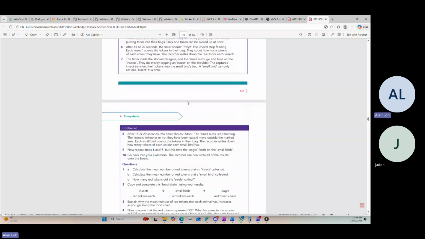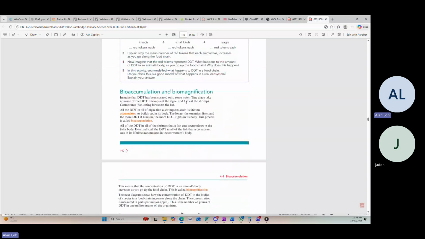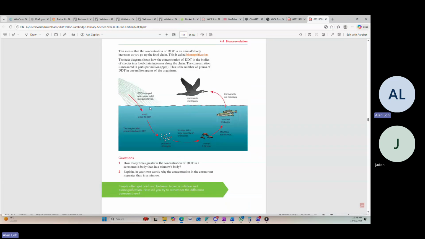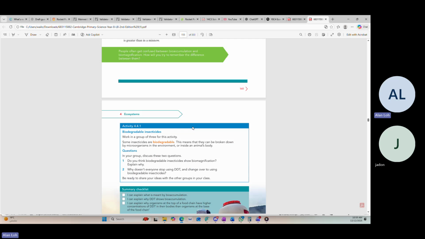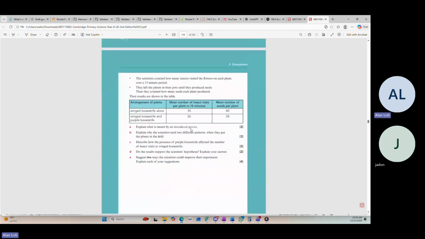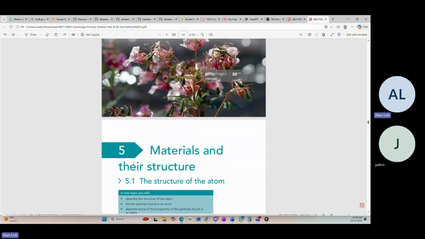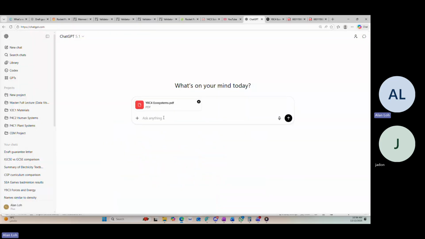Then we talk about the relationship between bioaccumulation and biomagnification. So this is the story of that DDT sprayed in the water. Then there is this protozoa, then shrimp, then minnows, then cormorants, right? And that is all about the chapter. Then we go to chapter 5. Okay, does it make sense now? Makes more sense?